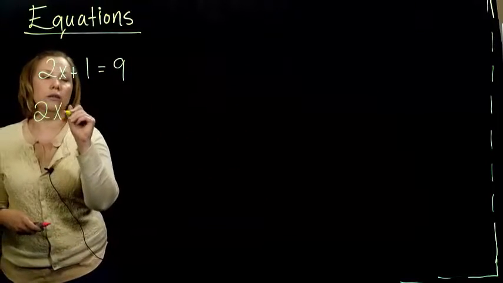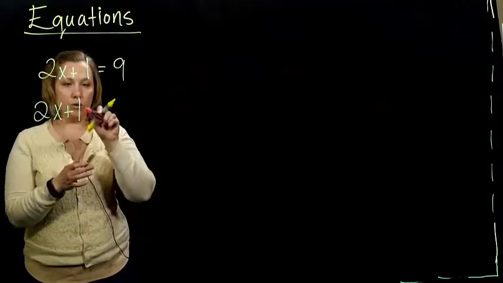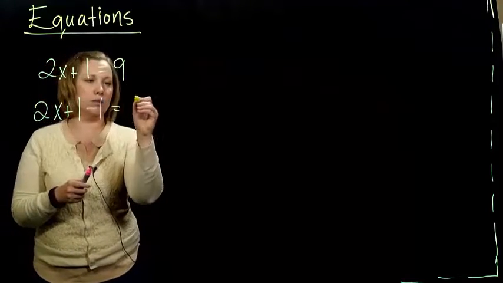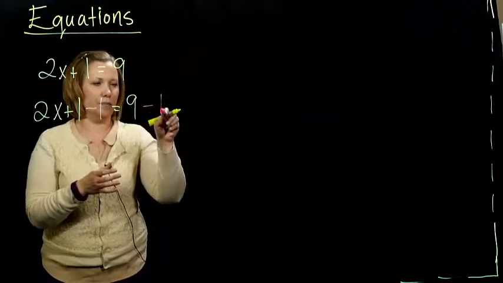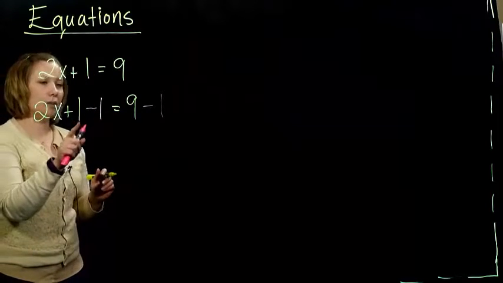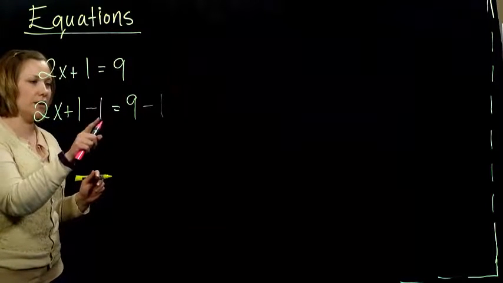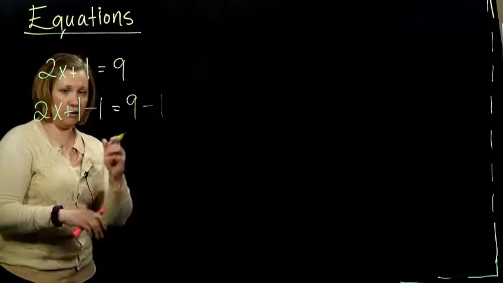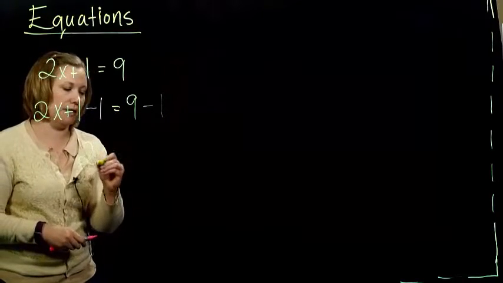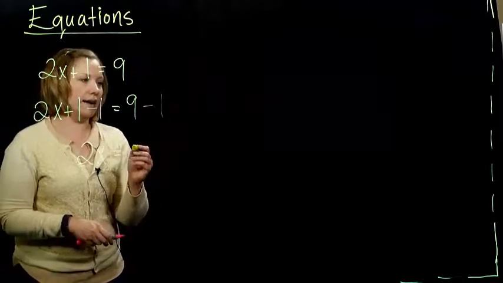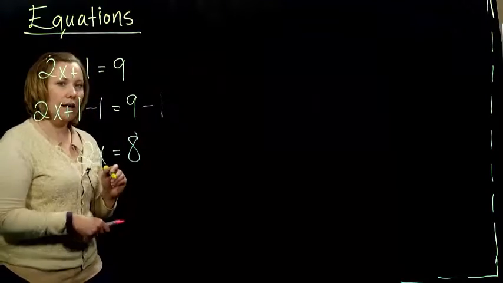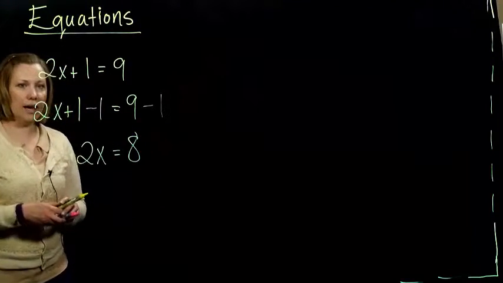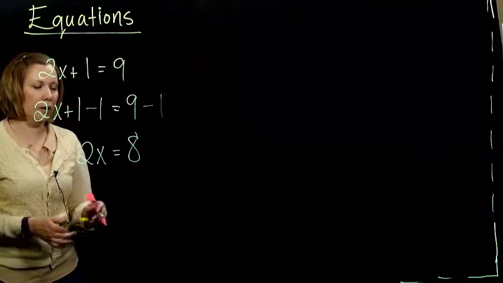So, if I subtract 1 from both sides, I get 2x plus 1 minus 1. Well, plus 1 minus 1 is 0, so all I'm left with on this left-hand side is 2x, and 9 minus 1 just gives me 8. And well, look at that. That's pretty nice, pretty simple.